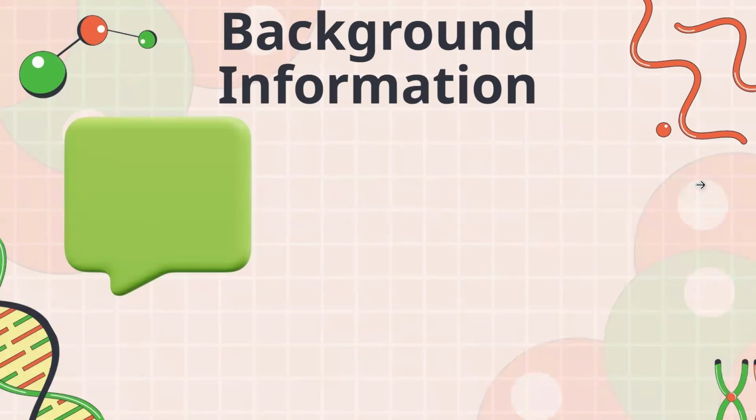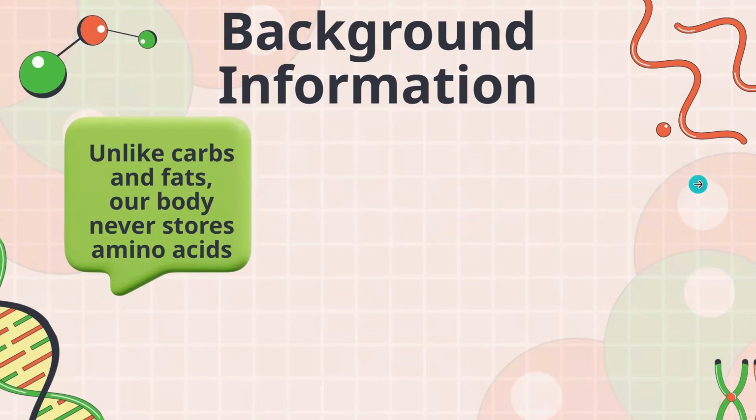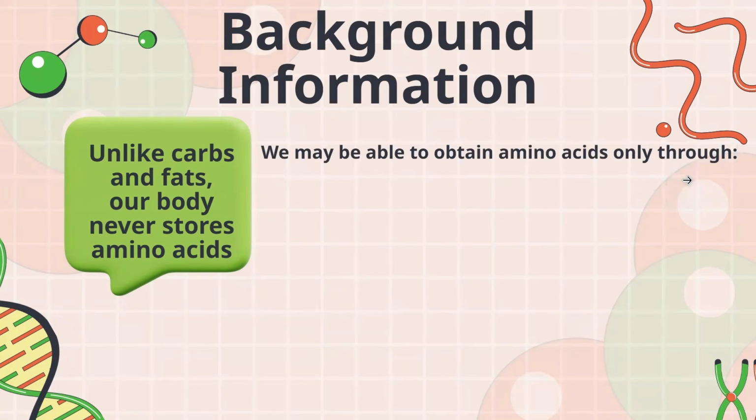Let's get some background information on this. Unlike carbs and fats, our body actually never stores amino acids. They're never stored, and actually, they're all excreted in urine. This is something we need to familiarize ourselves with, because our body never really needs to store and keep amino acids. We're only using them to synthesize our tissues, and then after we synthesize tissues, we just excrete them, which is why we can obtain amino acids from only a few sources.